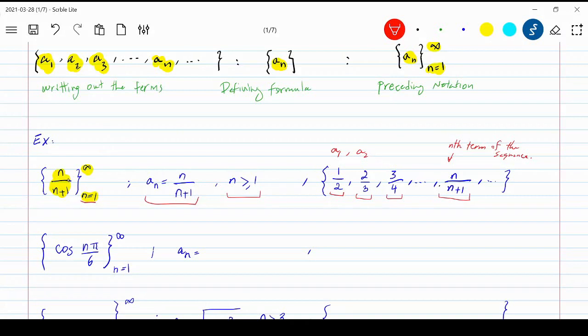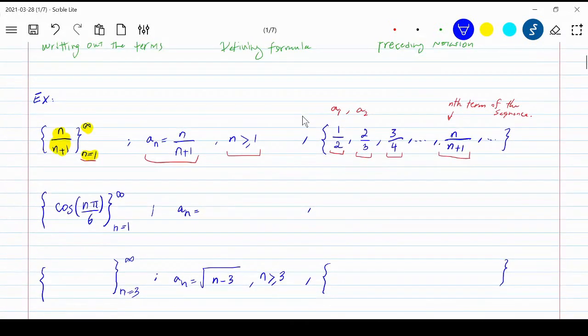So what if you're only given the preceding notation? Can you come up with a defining formula, as well as write out some of the terms of this sequence? So here's an example. For example, cosine of n pi over 6. Maybe use parentheses here. And they ask you to find the defining formula of this sequence. So what would be the defining formula? Simply it would be cosine of n pi over 6, and our assumption is that n must start with 1.